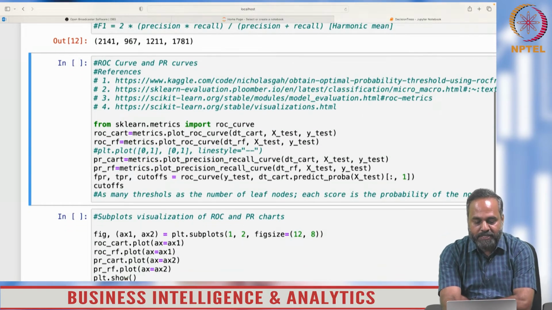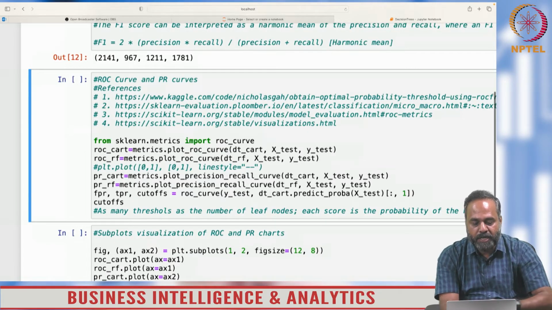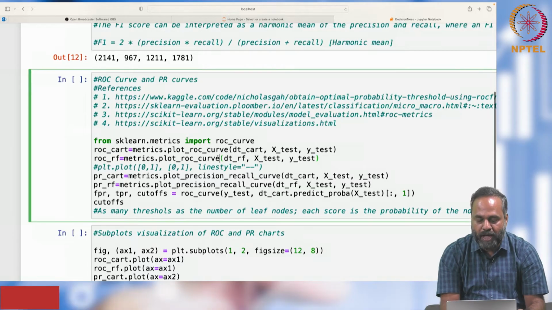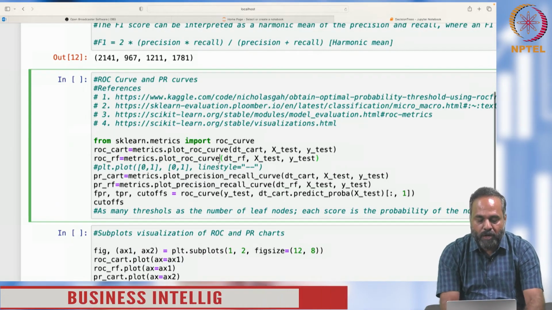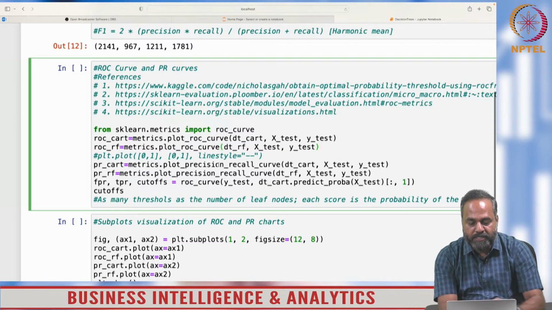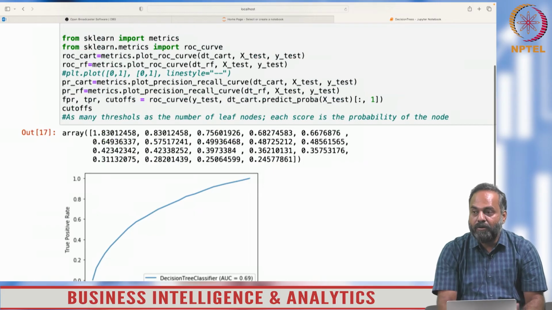So this time, as I said, I have worked out some more lessons related to ROC curves and precision recall curves. Again, there are standard functions available for plotting the ROC curve and also the PR curve. I have directly used these functions here, and the references are given right here as comments. You can look at that. Now here is the key.